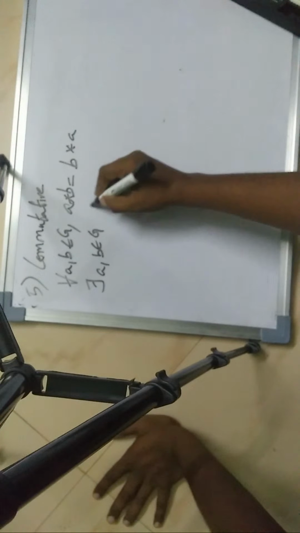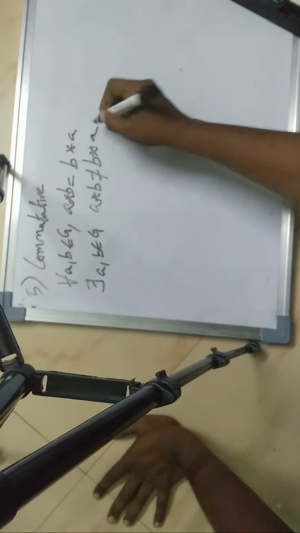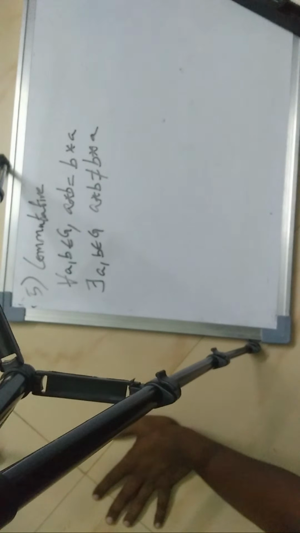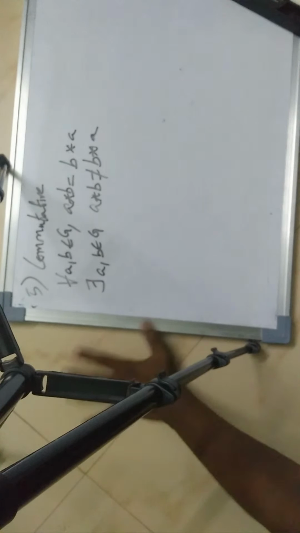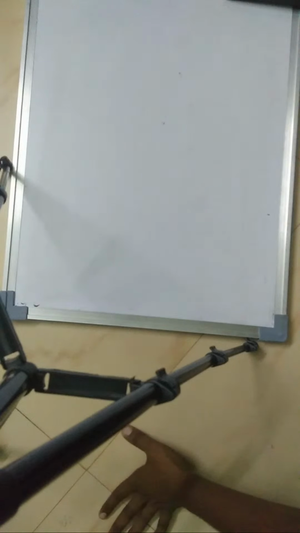So if you want to prove a group is not commutative, then you need to show there exists at least one pair of elements in G such that A star B is not equal to B star A. Fine. Now, we will look into a few examples which we saw yesterday, and we will move on to some more examples. We will move into a few complicated examples today.